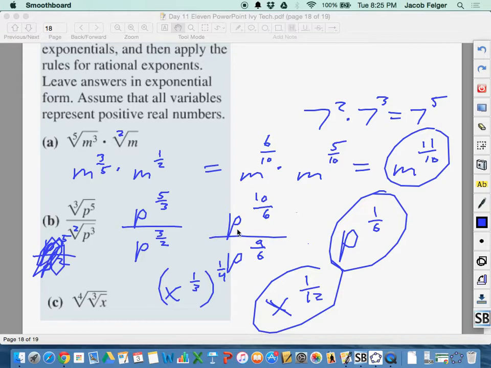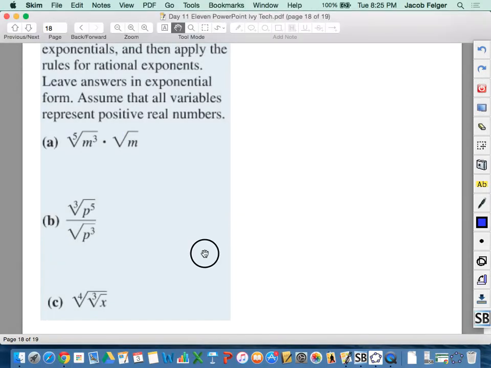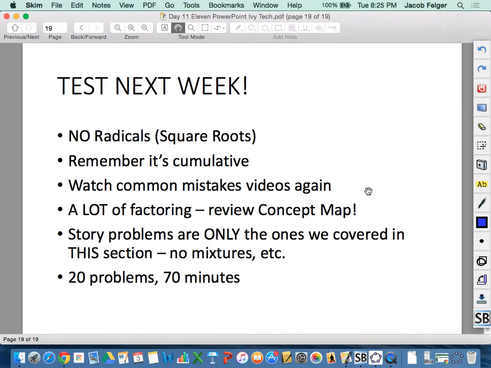Always go back to the easier stuff. All right, so we're going to do a review game for our test next week. First of all, next week you have nothing about radicals for your test. That's for test 4. So don't worry about learning this stuff for next week.